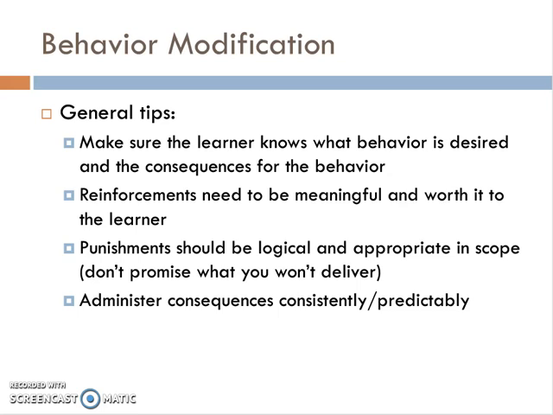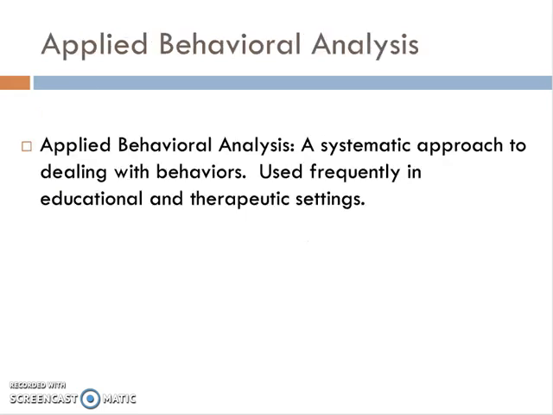Punishment should always be logical and appropriate in scope, and you should not promise things that you wouldn't deliver. So, for example, don't threaten your kids that you're going to send them to the principal if they keep fooling around in the classroom if you're not actually willing to send them to the principal, because that just undermines you. And then you want to administer consequences consistently and predictably.